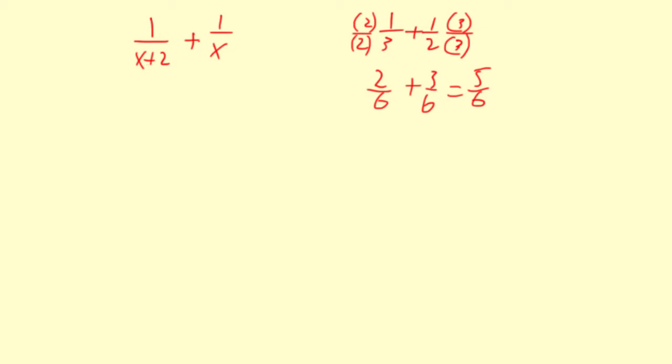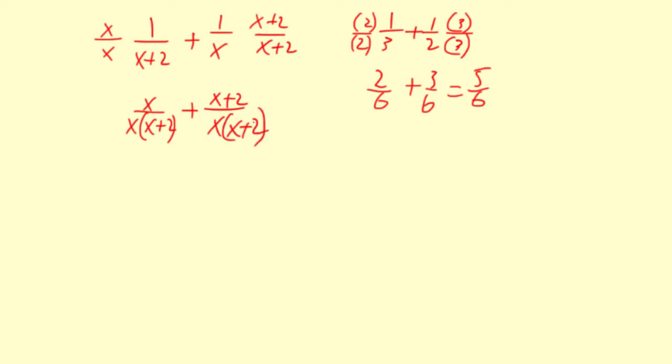Exact same process. So what I'm going to do is multiply the first fraction by x over x, and the second fraction by x plus 2 over x plus 2. And that will leave x divided by x times x plus 2, plus x plus 2 divided by x times x plus 2. And notice I'm leaving the denominators in factored form for now, and that will be easier for simplifying if the fraction can be reduced at the end.